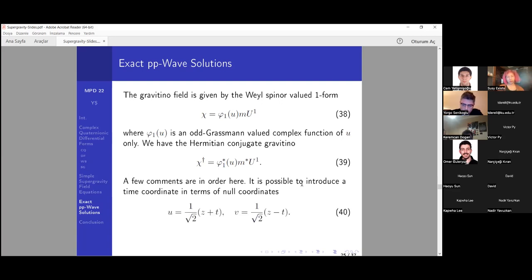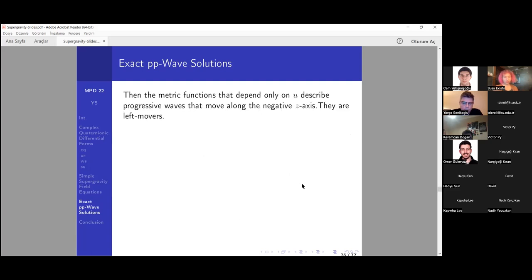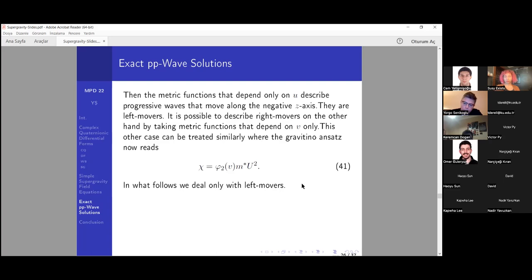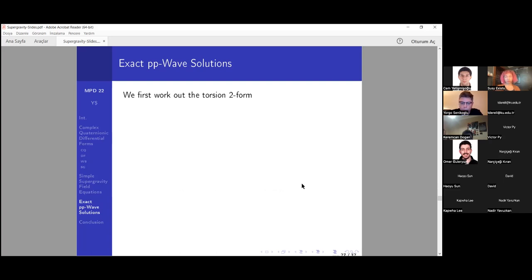A few comments here. It is possible to introduce time coordinates in terms of the null coordinates, so that the metric functions depend only on u and describe progressive waves that move along the negative z-axis. You know them as the left movers or left-handed. It is possible to make the same ansatz and describe the gravitino by taking the other component basis, which is U2, and everything depends on v. We could have taken the other ansatz, which is phi2 of v, M star times U2. But in what follows, we will only deal with left movers.